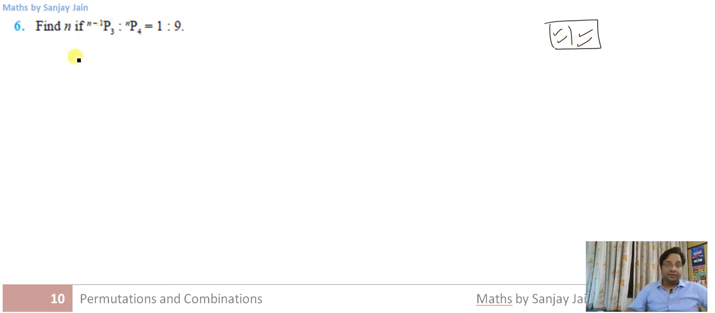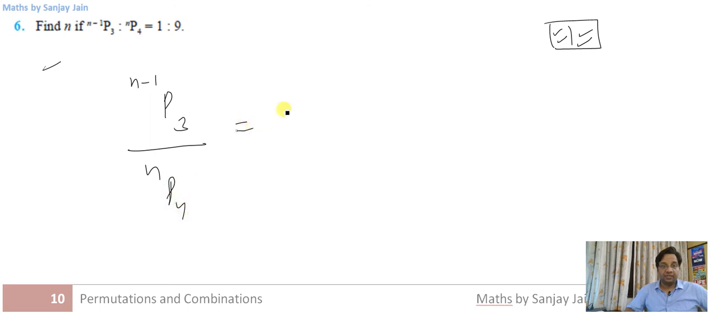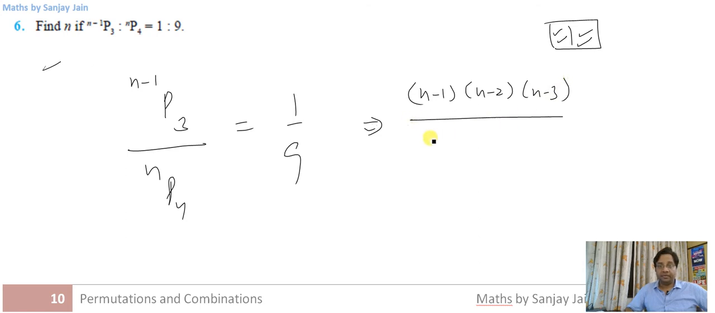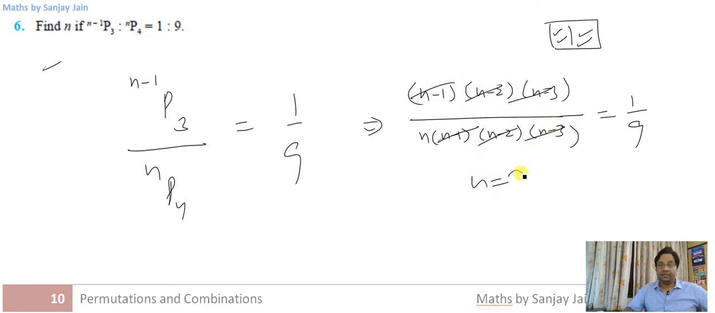Okay, find n if (n minus 1)P3 divided by nP4 is equal to 1 by 9. This is the question. So let me simplify it a little bit. (n minus 1)(n minus 2)(n minus 3) divided by n(n minus 1)(n minus 2)(n minus 3), and it is equal to 1 upon 9. So if you see, these can be cancelled and n is equal to 9.